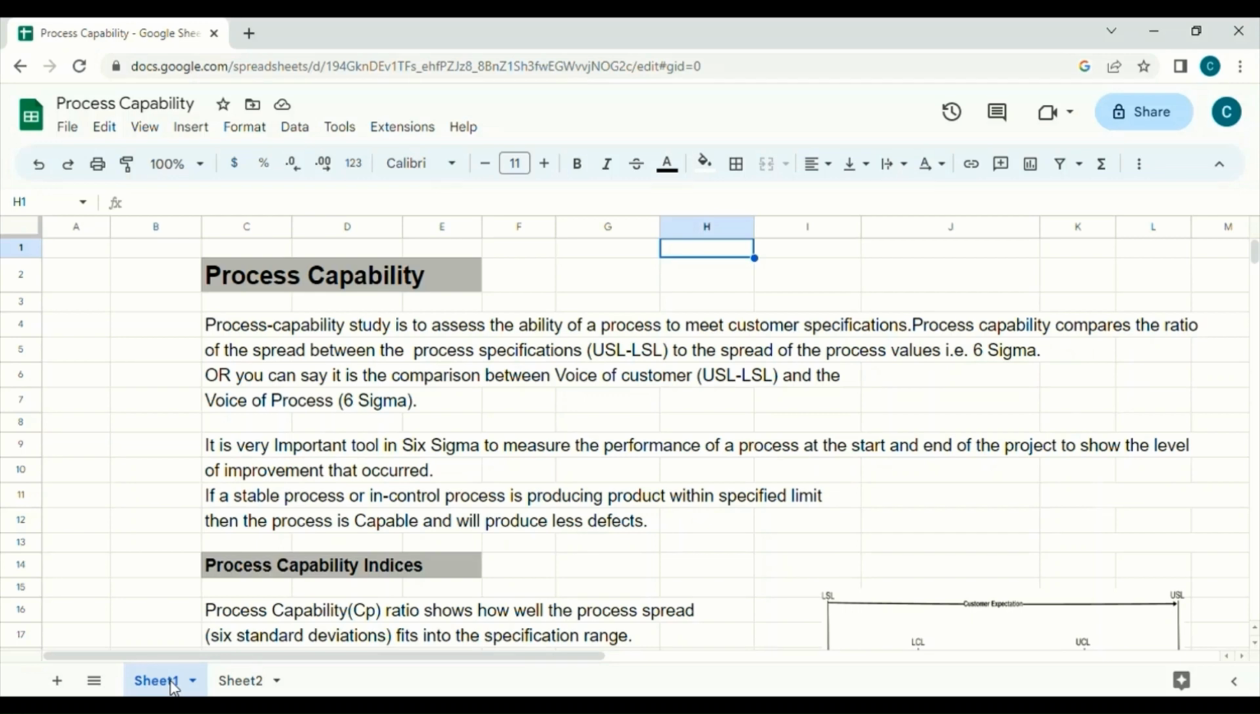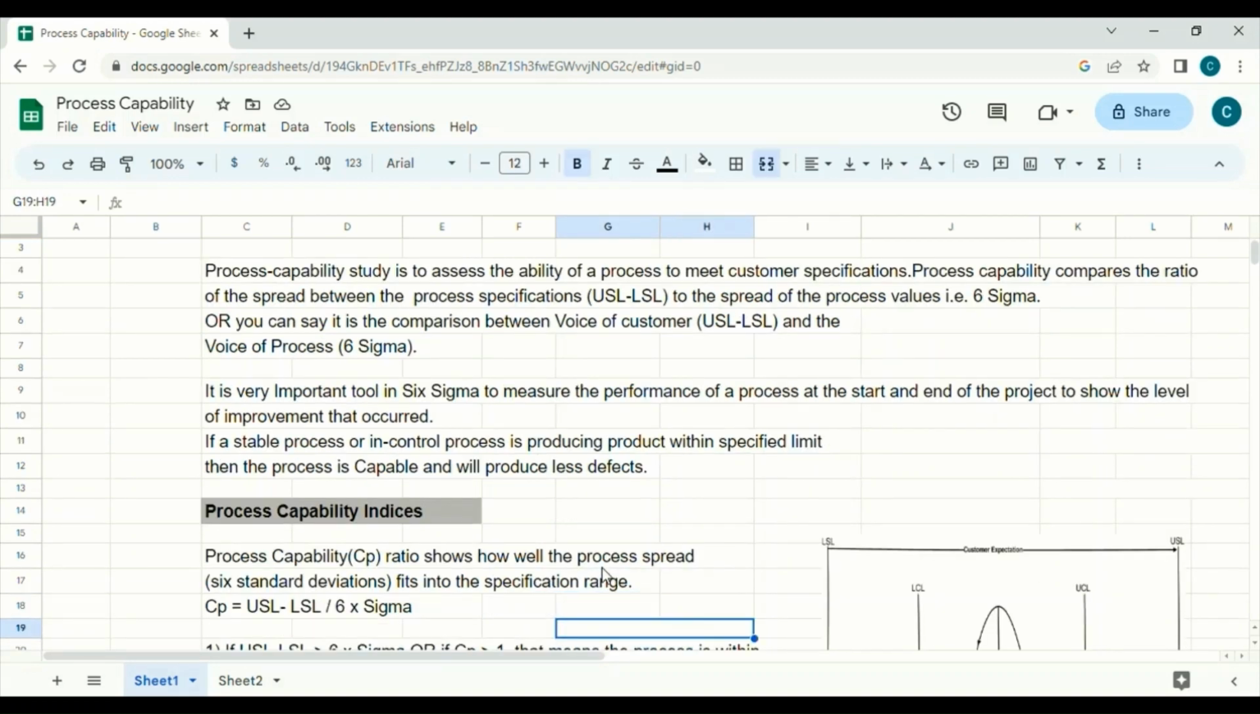This process capability is a very important tool in Six Sigma to measure the performance of the process at the start and end of the project to show the level of improvement that occurred. To perform the process capability, you should have a stable process or in control process. Otherwise, you won't get the desired result. That means if a stable process or in control process is producing product within specified limit, then the process is capable and it will produce fewer defects.